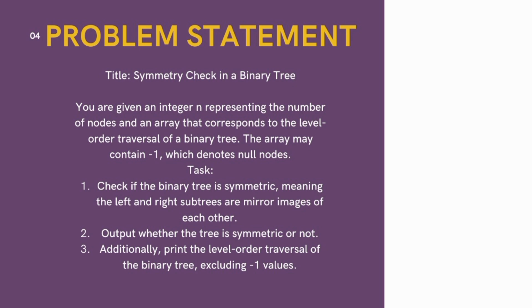The problem statement we are addressing involves checking if a binary tree is symmetric or not. We are given an integer n representing the number of nodes and an array that represents the level order traversal of a binary tree. The array may contain -1, which represents null nodes. Our task is to determine whether the binary tree is symmetric, meaning if its left and right subtrees are mirror images of each other, and to print whether the tree is symmetric or not. We have to print the level order traversal of the tree along with it.